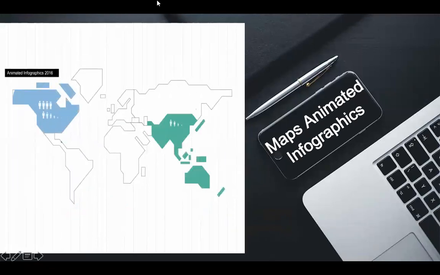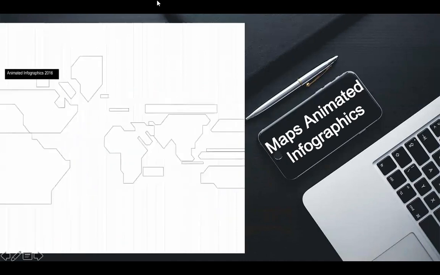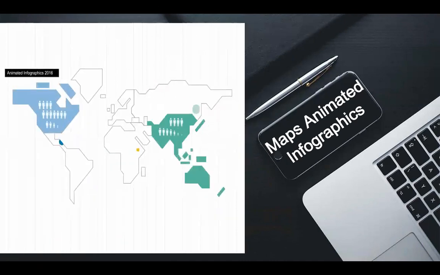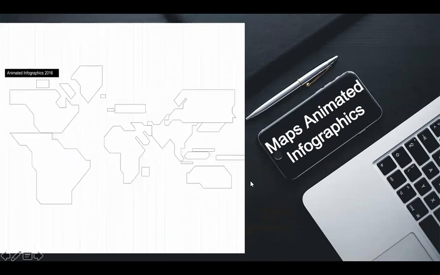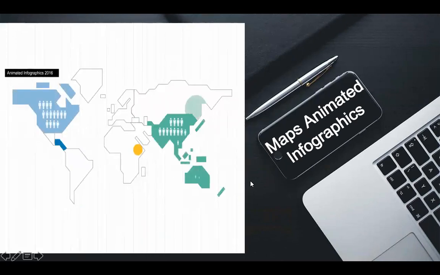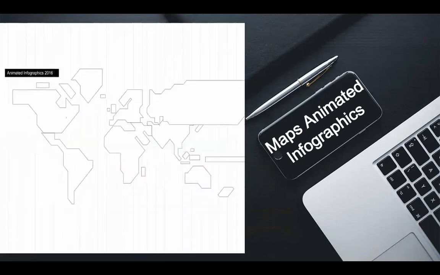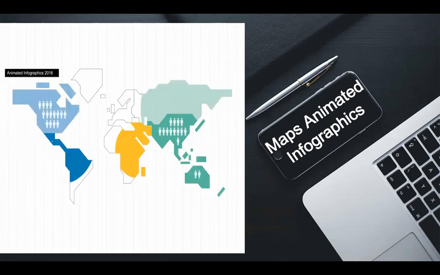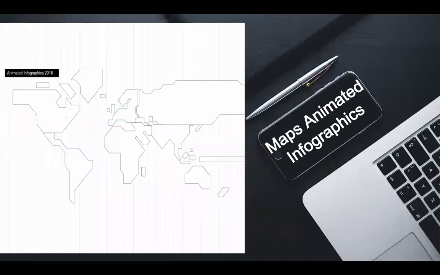So now we are going to start with the styles of animated infographics. The first one is the maps animated infographic. If you see in this picture, we have some graphs which represent the population or something about people. So this is called animated maps, which is used in infographics. This is a part of one infographic.